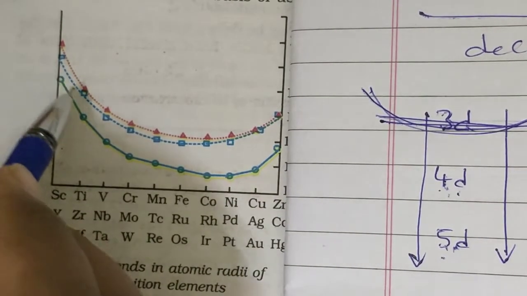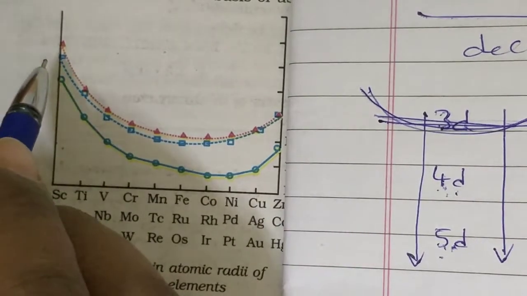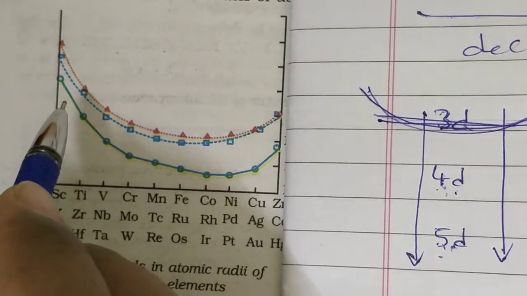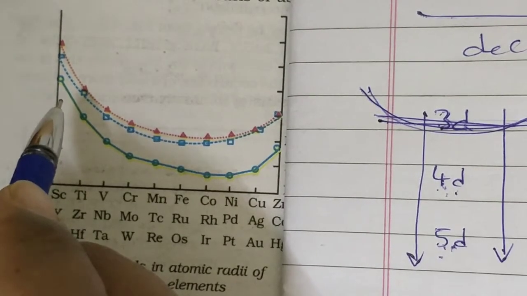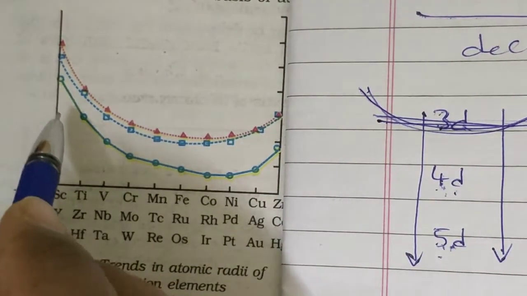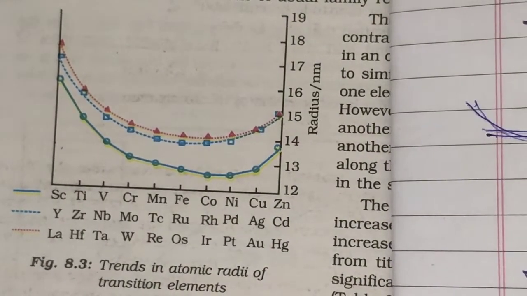Here we will get the property of Lanthanide contraction. Why? Because the increase in atomic size from 4D to 5D is very small. That is explained by Lanthanide contraction later. First, before that, we will observe how the atomic sizes change across the series. Are you getting my point? Now, let us see.